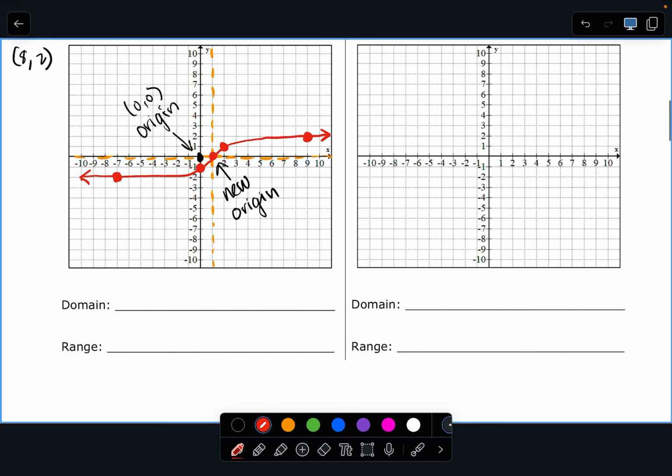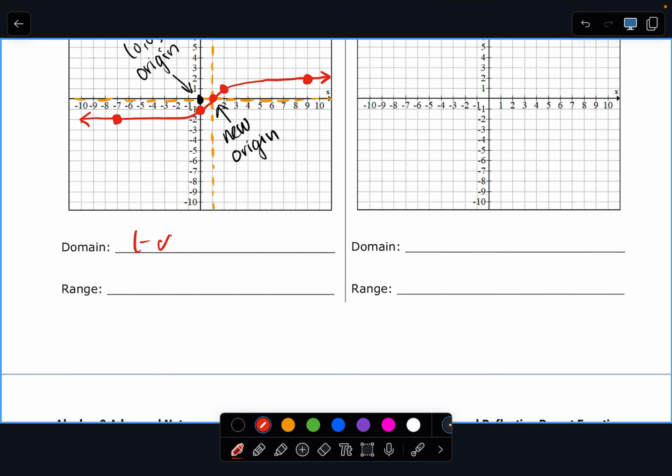Now, one of the benefits and one of the reasons why I enjoy the cube root and the cubic is they have no restrictions whatsoever. You'll notice it ends in an arrow in both directions. So when I write the domain and I write the range, all real numbers, -infinity to +infinity. It does not matter what you do to a cubic or a cube root. You can reflect it, you can shift it, you can stretch it, you can compress it. It is still going to be all real numbers every single time.